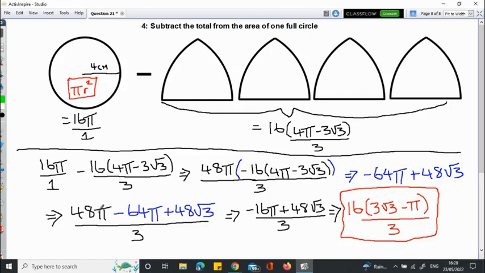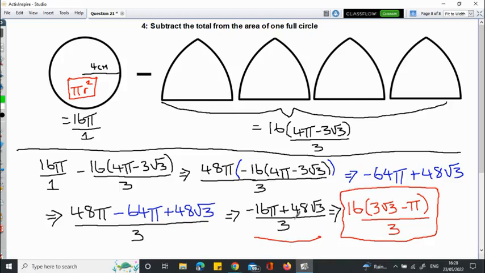Okay, so last bit, final bit, we'll leave 48 pi as it is, and now I'm going to put the blue that I've done, the expanded version of this, in. And now we're on the home straight. 48 pi minus 64 pi is minus 16 pi plus 48 times root 3 over 3. This here is an answer, but it's not in its simplest form.